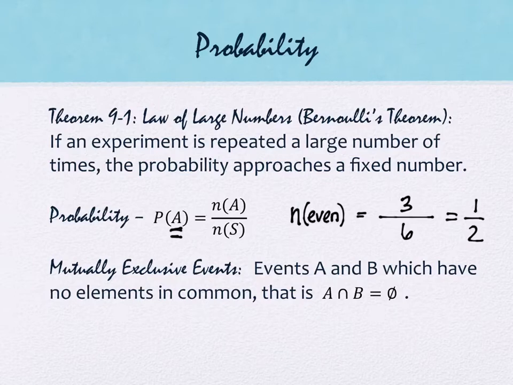Mutually exclusive events are events that don't have anything in common. So if we looked at our dice, we could talk about mutually exclusive events of rolling an even and rolling an odd. Now that's all the possibilities. Those are mutually exclusive and they cover everything.